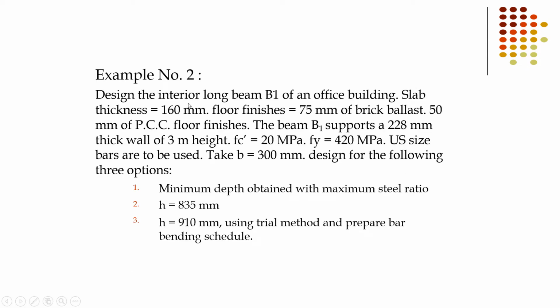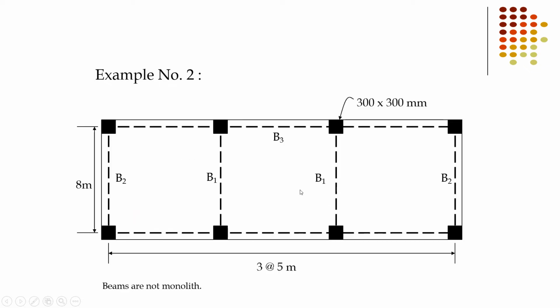Slab thickness is 160 millimeter. Floor finish is 75 millimeter of brick ballast and 50 millimeter of PCC floor finish. The beam B1 supports a 230 millimeter thick wall of 3 meter height, meaning this beam supports a wall of 230 millimeter width and 3 meter height.